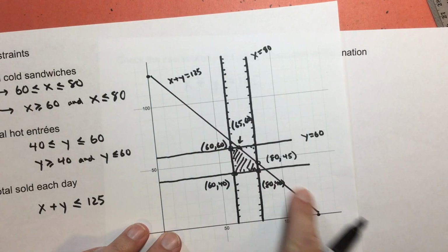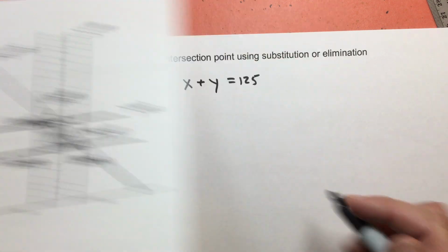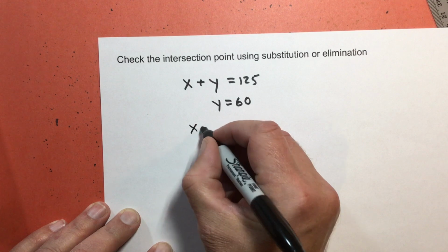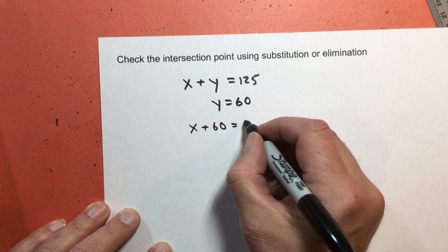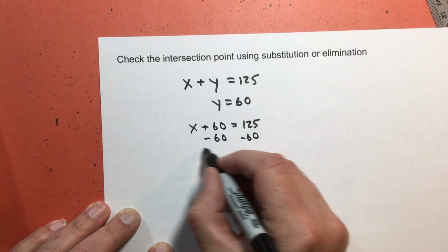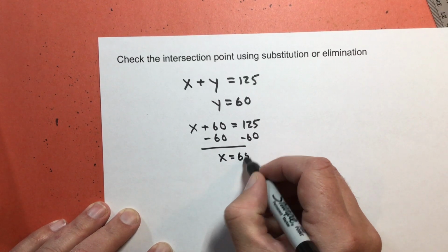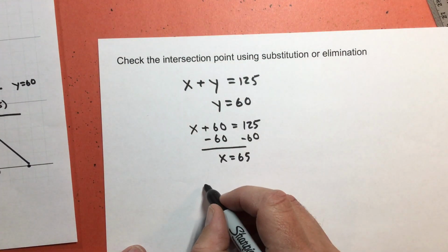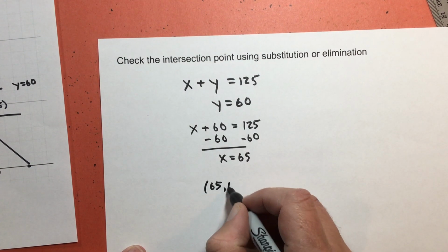I'm going to test that one with this one, y equals 60. So this should be pretty simple. I get x plus 60 equals 125, subtract 60, and I get x equals 65. And I think that's what I said. So yeah, that's my good guess. So I got 65, 60.